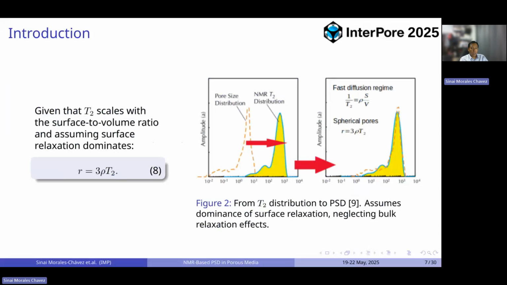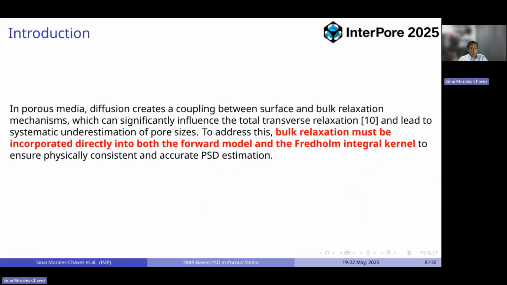However, it's important to note that this method assumes an idealized scenario in which surface relaxation is the only relaxation mechanism acting on the system. In practice, this assumption may not hold, as diffusion coupling between surface and bulk relaxation mechanisms can become significant.